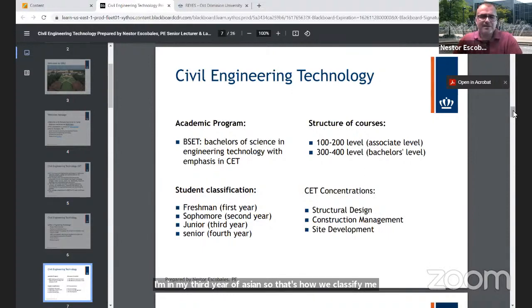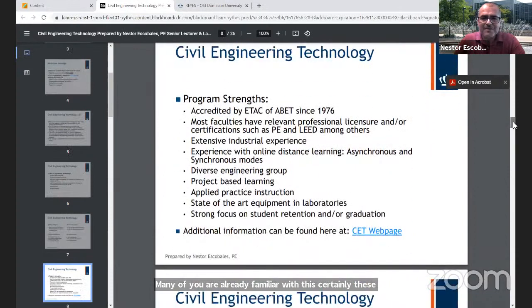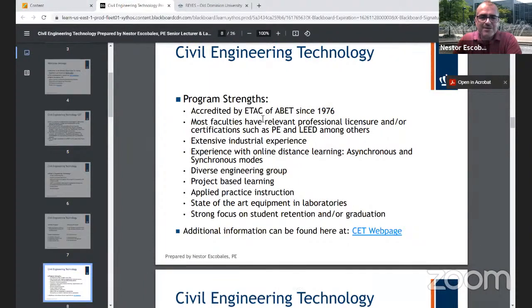Many of you are already familiar with this. Certainly, this is just a presentation to provide that overall. The program strengths: accreditation since 1976. So we have been doing this for a long time. And so the accreditation, which is extremely important, we have had it for a long time.